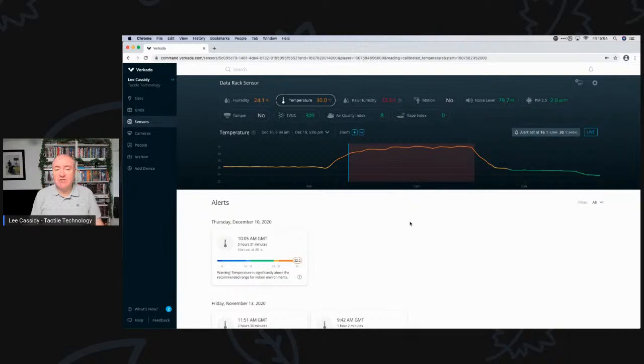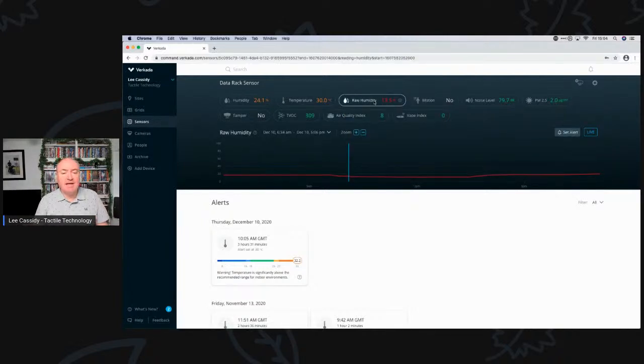So we can see a lot of things around temperature. We can also see raw humidity. From our perspective, that's not as important as the relative humidity, because we're more interested in the humidity tied to the temperature we've got at that point in time.